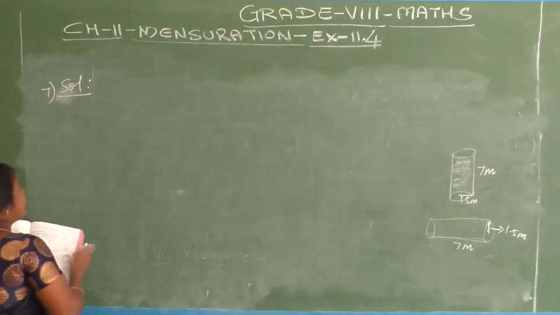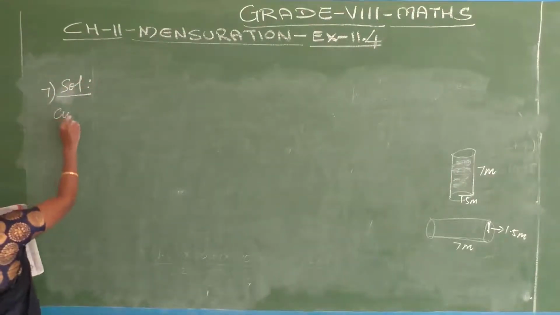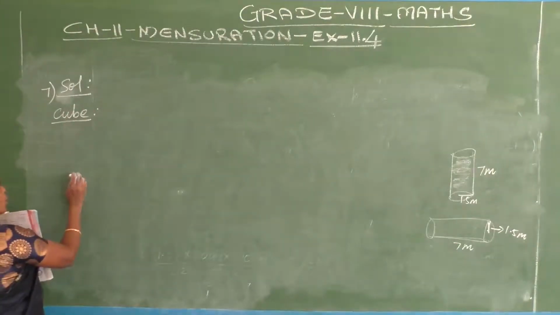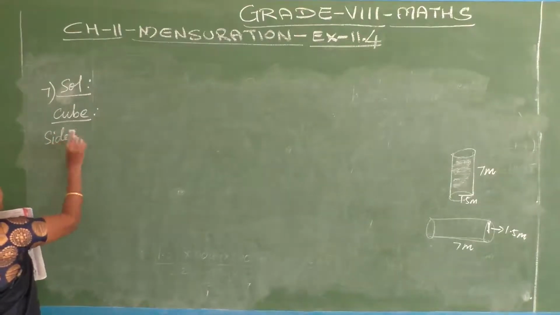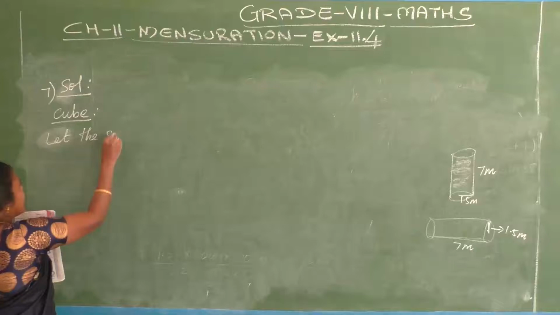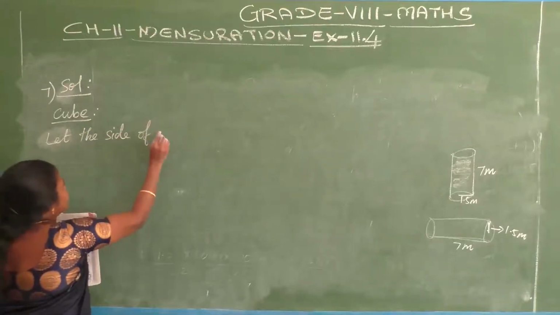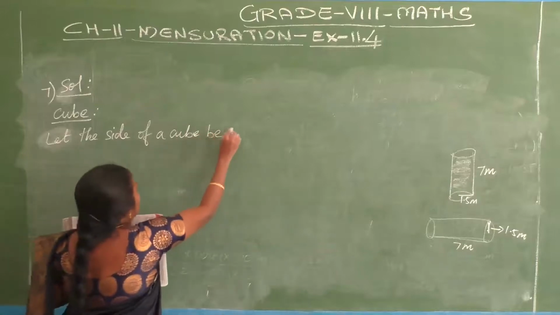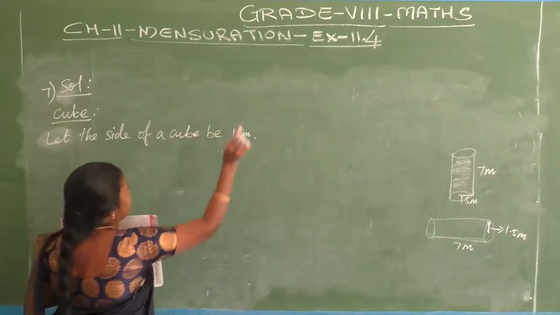Actually, by guessing method, they are asking only about the cube. Okay, let us assume the side of a cube to be 1 centimeter, for example.